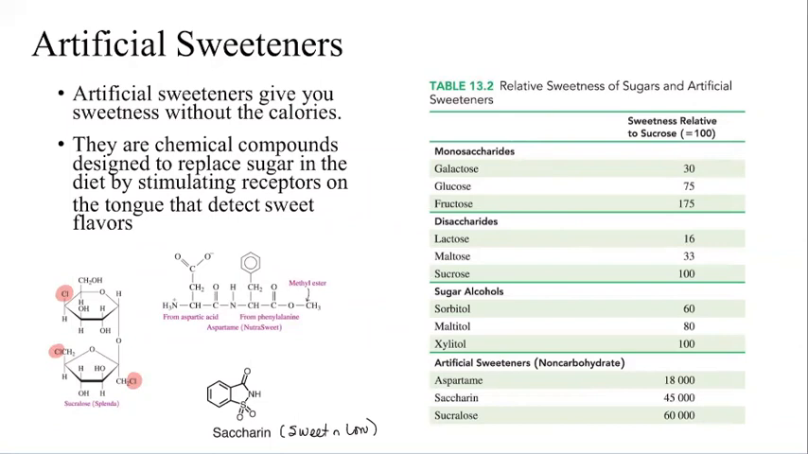When it comes to the sugar alcohols, you can see that only xylitol is as sweet as table sugar. Look at the numbers for artificial sweeteners, how sweet they are compared to table sugar. Aspartame, 18,000 compared to the 100 of sucrose. Saccharin, 45,000 units compared to the 100 of table sugar. Sucralose, 60,000 compared to the 100 of sucrose.